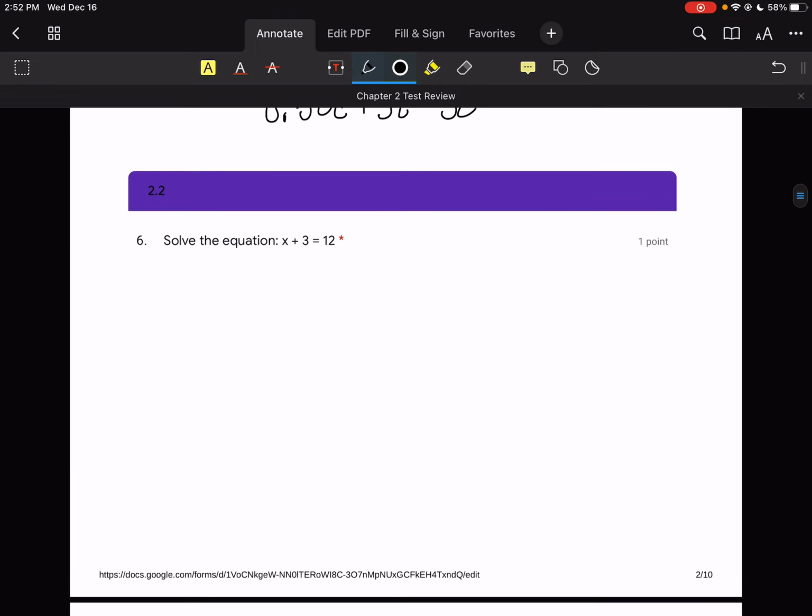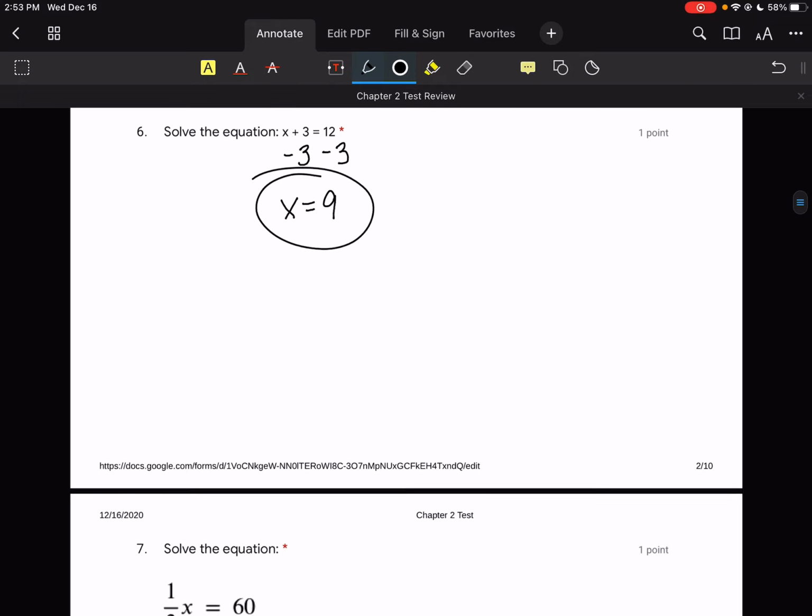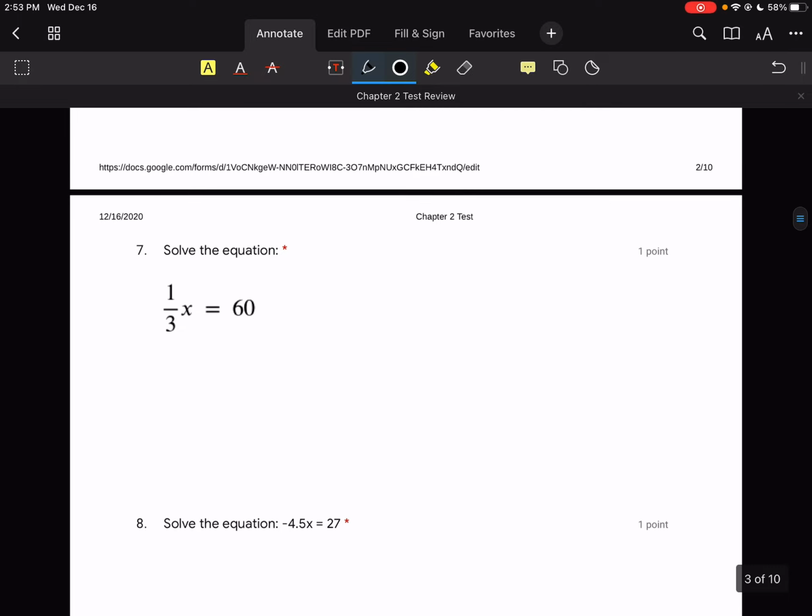2.2 is solve for the equation x plus 3 is equal to 12. So we're just going to undo what's happening to that x. So then I'm going to have x is equal to 9. And that's going to be that final answer on that one. Solve the equation. Again, I'm wanting to solve for x.